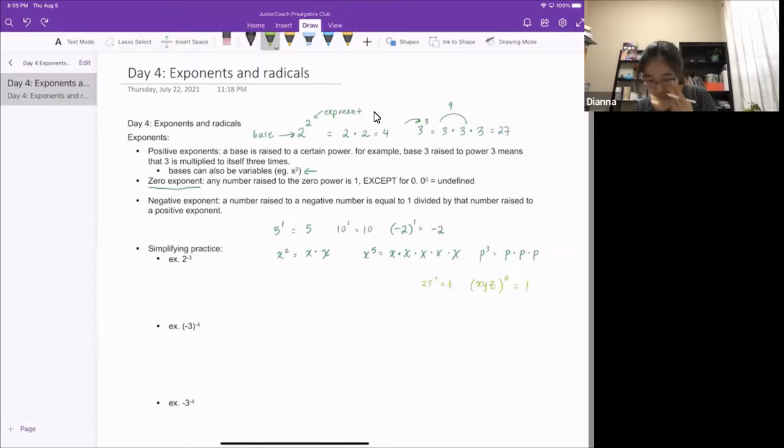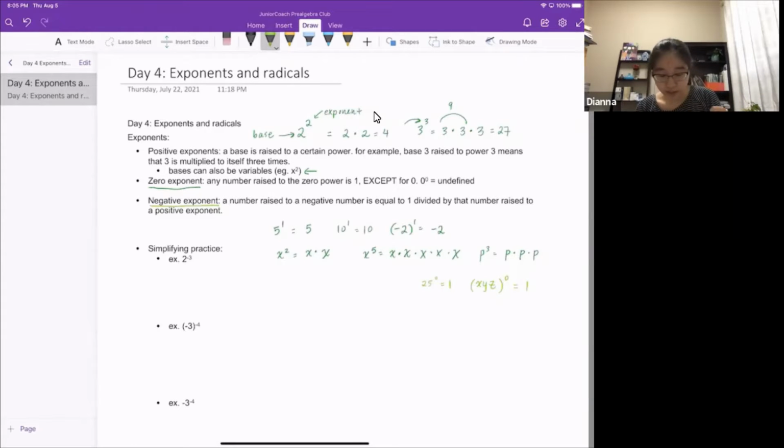Okay. So those first few points were pretty simple, right? This is probably going to be the most difficult one, which is the negative exponent, which I think a lot of people will have trouble with at first. So a negative exponent is a number raised to a negative number, right? So instead of the exponent being a positive number, we now have a negative number.